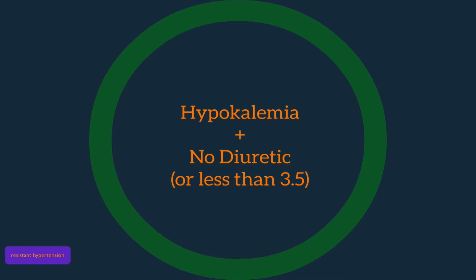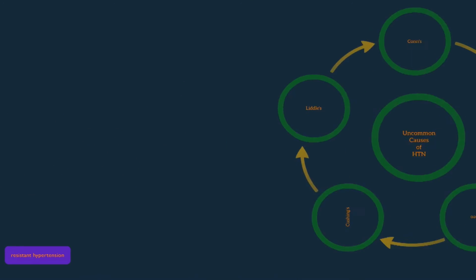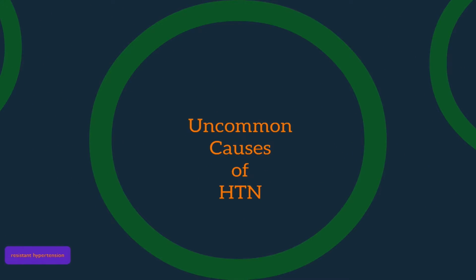If these causes are ruled out and the patient has hypokalemia, one can start to investigate causes of secondary hypertension. This is defined as hypertension with hypokalemia and no diuretic, or hypertension with hypokalemia and a diuretic but a potassium less than 3.5. So let's investigate some of the uncommon causes of hypertension one by one and some of the salient features of each.